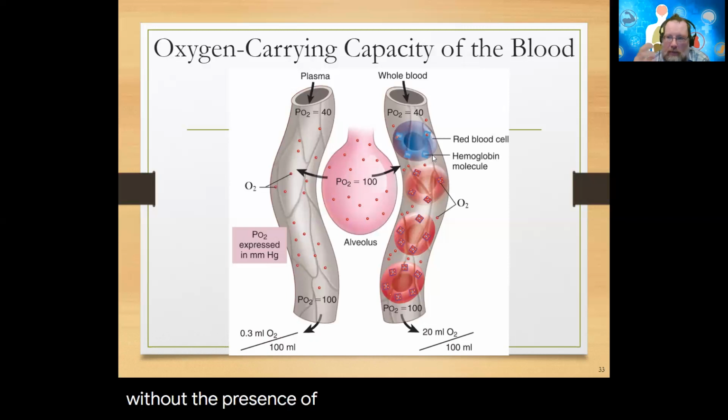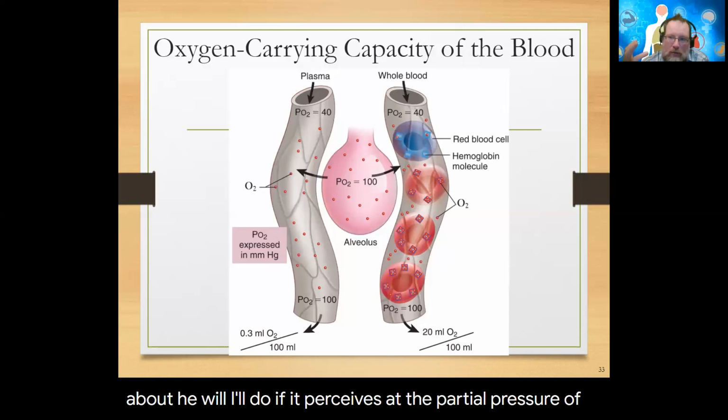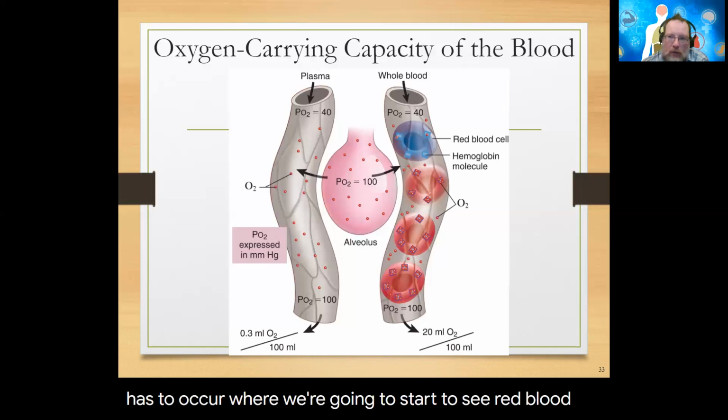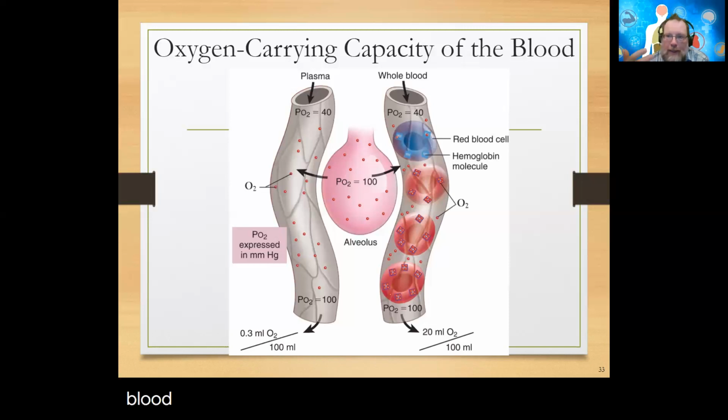So one of the things the body will do if it perceives that the partial pressure of oxygen is too low, partial pressure of carbon dioxide is too high, your body will trigger hematopoiesis to occur, where we're going to start to see red blood cells being released from bone marrow, trying to increase red blood cell count.